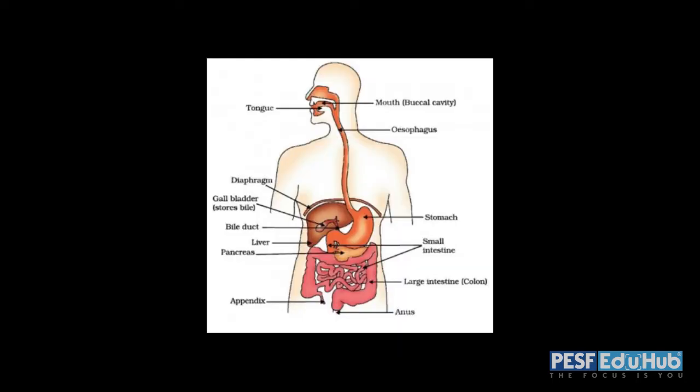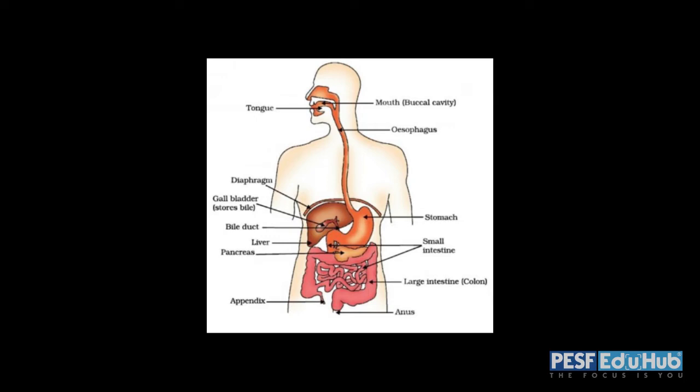Nutrition in humans. In human beings, the nutrition is also holozoic nutrition. Holozoic nutrition involves ingestion, digestion, absorption, assimilation, and egestion. The digestive system of human beings is made up of 2 parts. They are a tube-like alimentary canal, and this alimentary canal is associated with certain glands. The digestive glands and the alimentary canal form the digestive system.